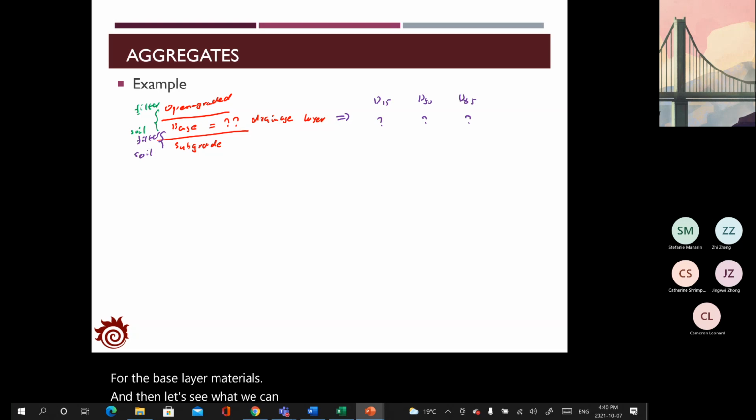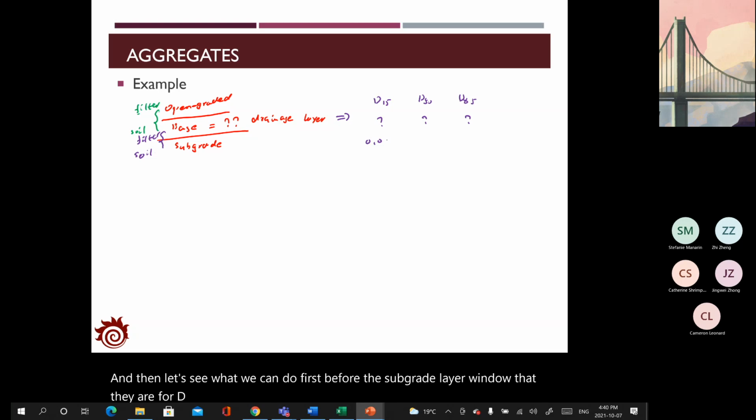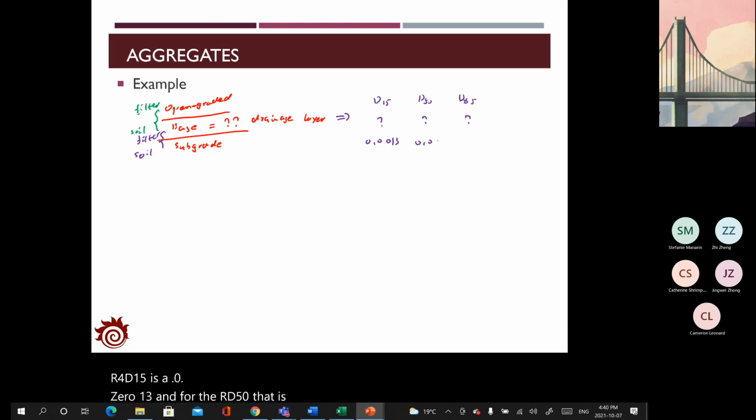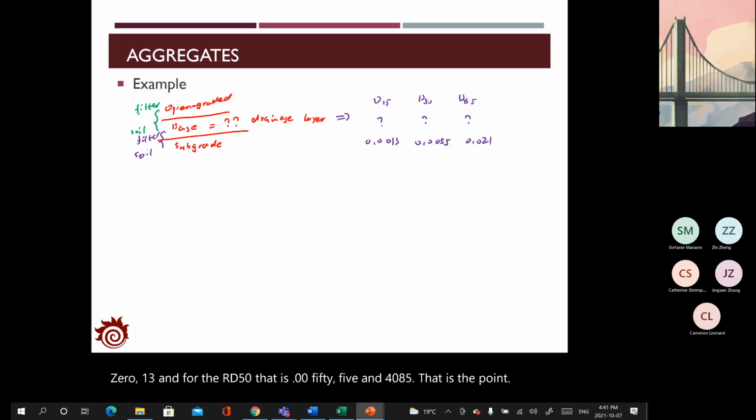First, for the subgrade layer, we know that D15 is 0.0013, D50 is 0.0055, and D85 is 0.021. This is the information from the problem. And then let's check the retention criterion. The first one is the retention criterion.